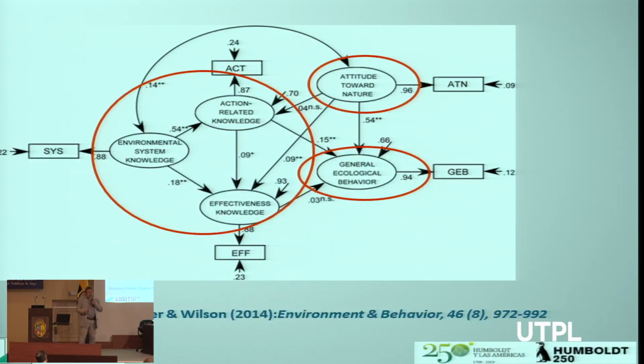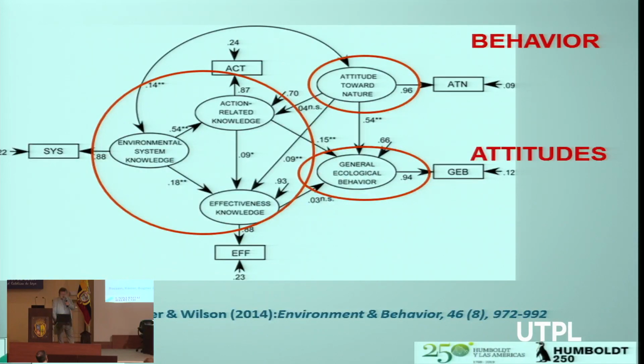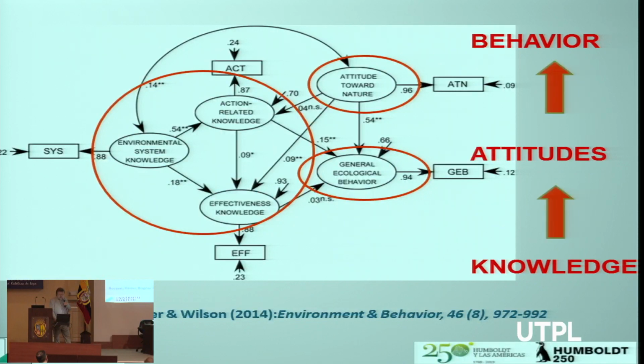All three columns are difficult to measure. Even knowledge is very difficult to measure. But this more or less puts together the model and how the three columns interact with each other.